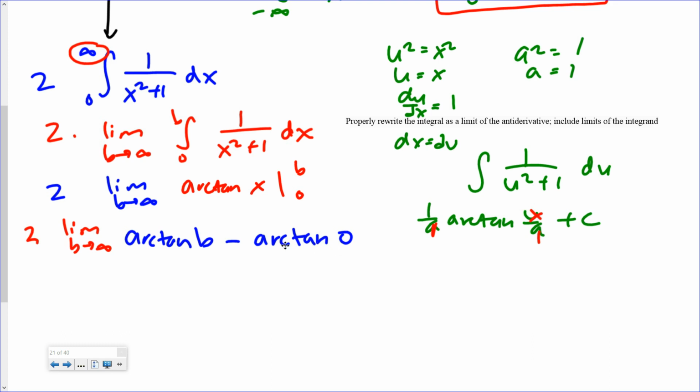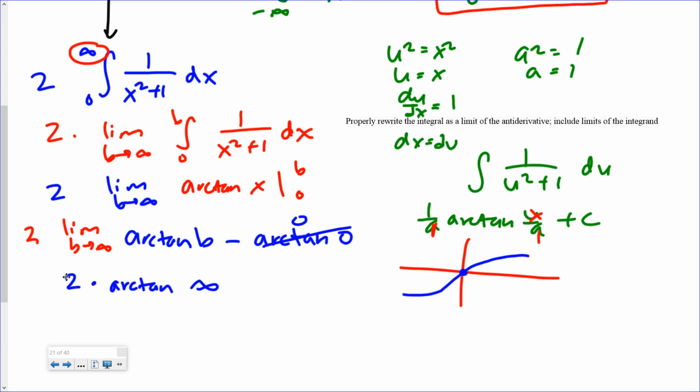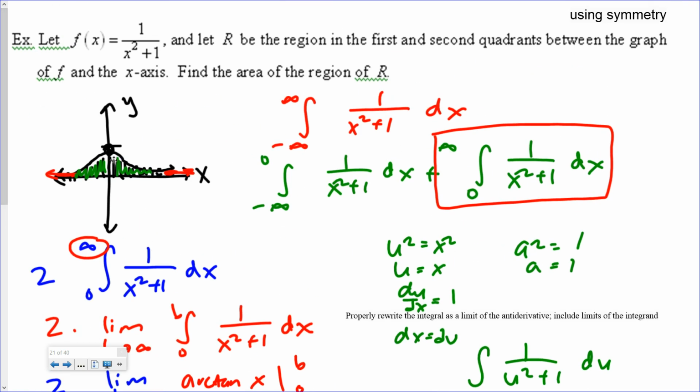Do we know what arctan of 0 is? On that arctan graph, remember that arctan graph? When x is 0, what's your y? 0. So this is actually just 0. Let's go ahead and plug in b is infinity. So this answer is going to be 2 times the arctangent of infinity. What is the arctangent of infinity? What does the y value go to when x goes to infinity? Pi over 2. So what is your answer? Pi. Very nice. So the area under this curve is actually pi. That is so cool.